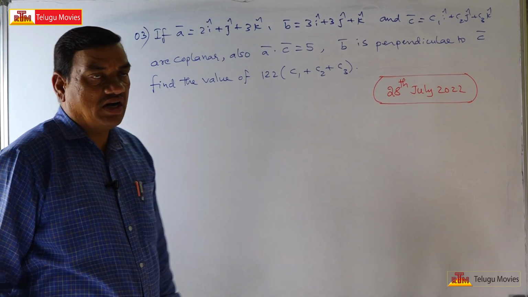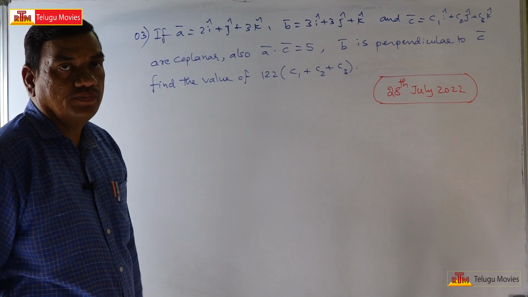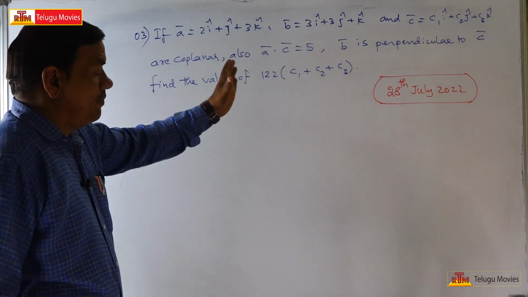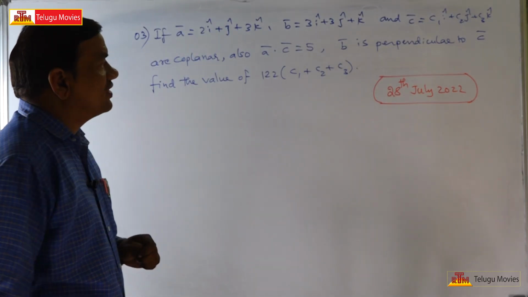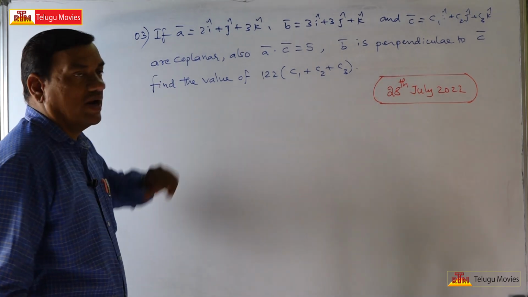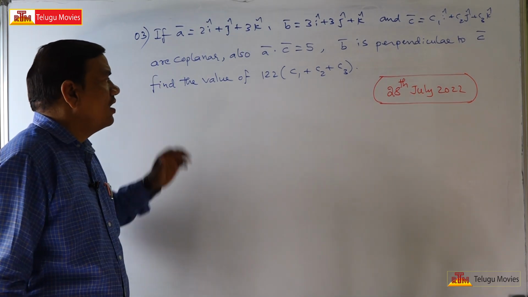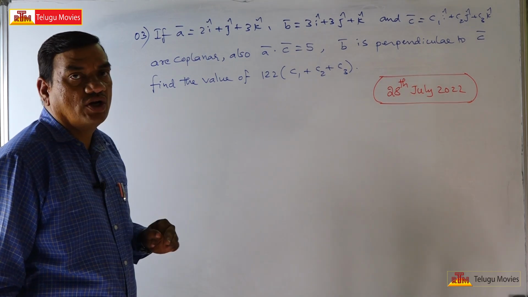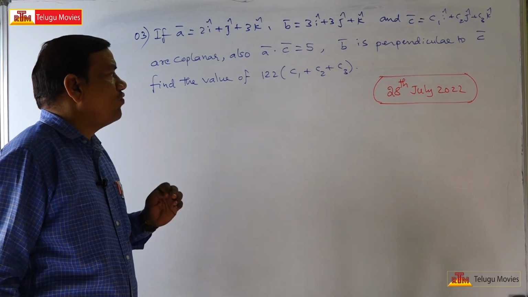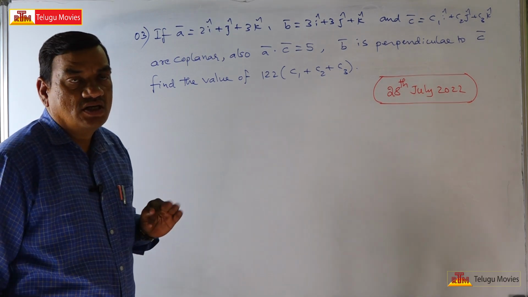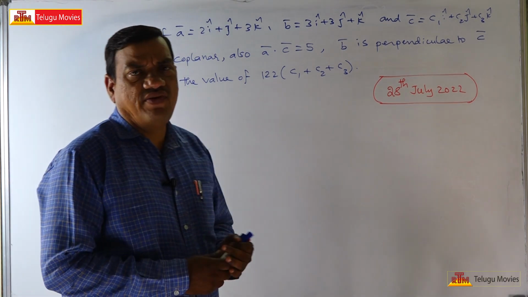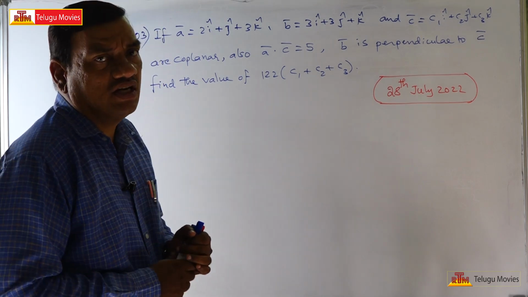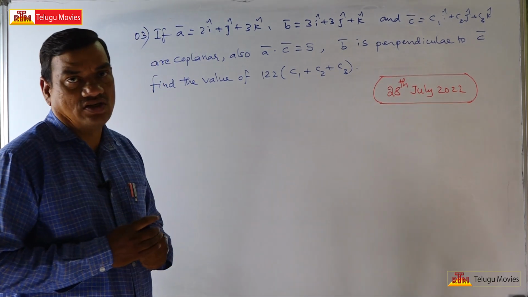Dear students, welcome to the third problem. If A bar, B bar and C bar are three vectors that are clearly coplanar, and also A bar dot C bar is equal to 5, B bar is perpendicular to C bar, find the value of 122 times C1 plus C2 plus C3. A very, very easy problem. The only thing required is solving the equations.